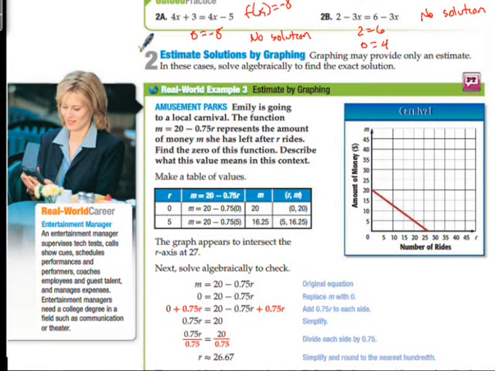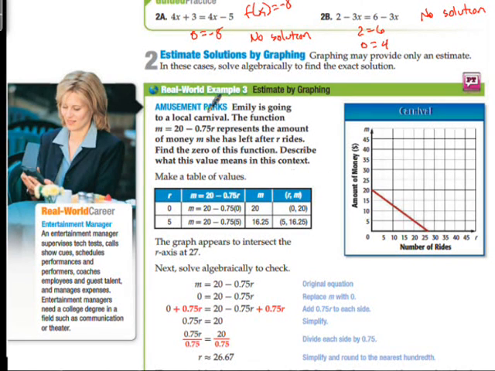On this next problem, we're looking at a real-world example of estimating solutions. A graph might only provide an estimate, but then we can use algebra to check our answer to find an exact solution. Okay, so let's take a look here.